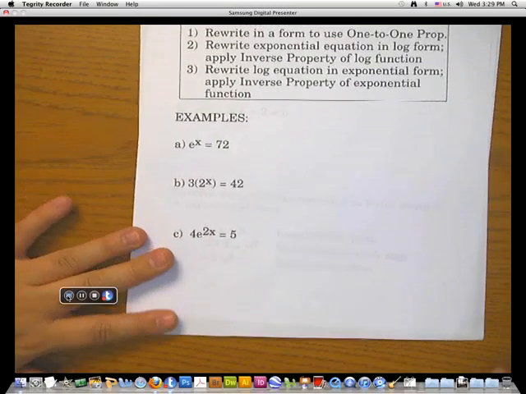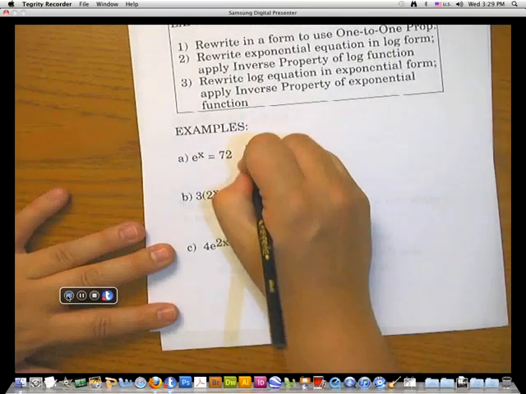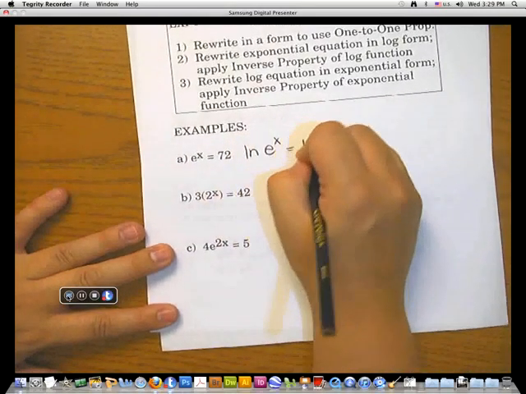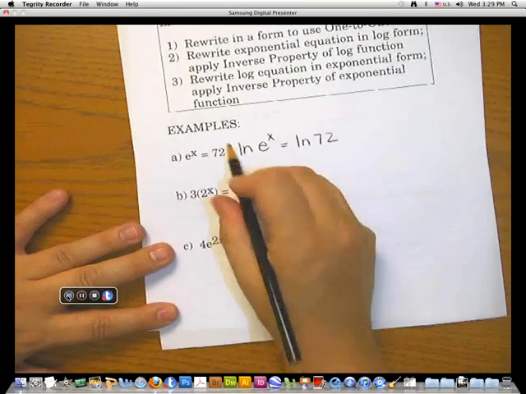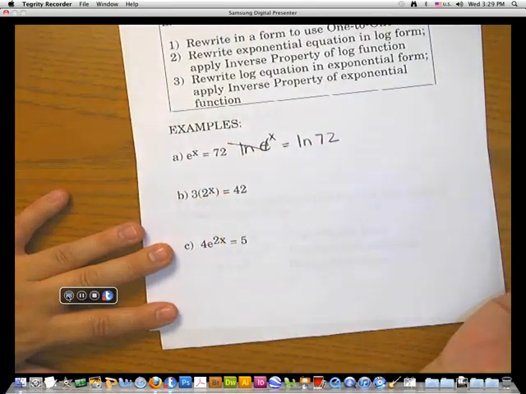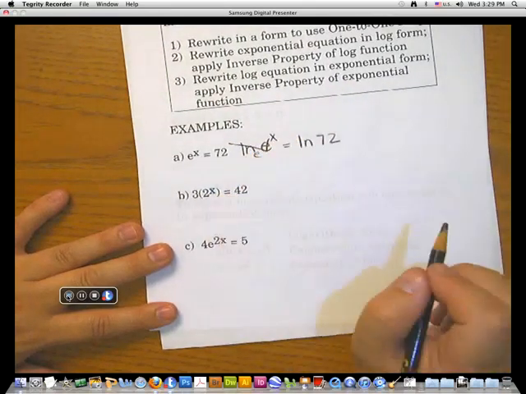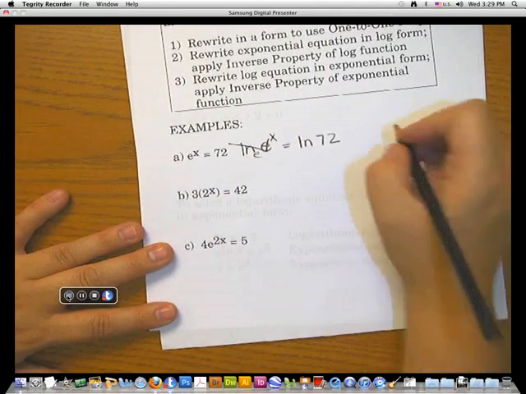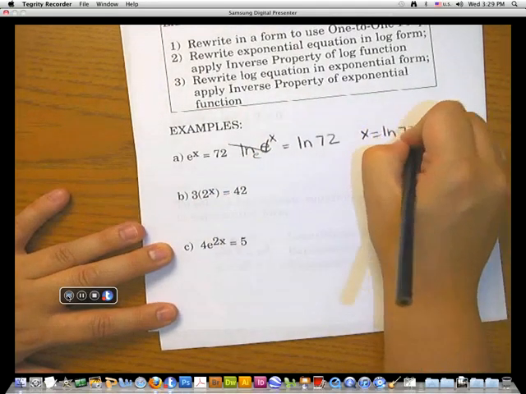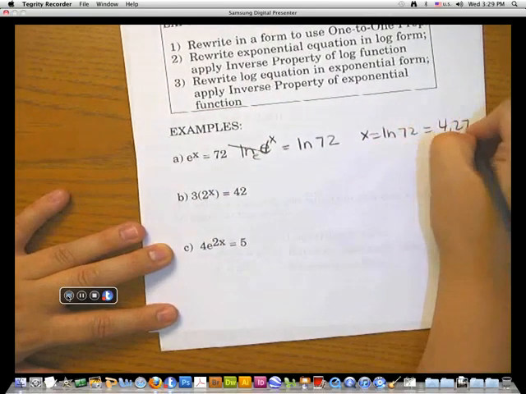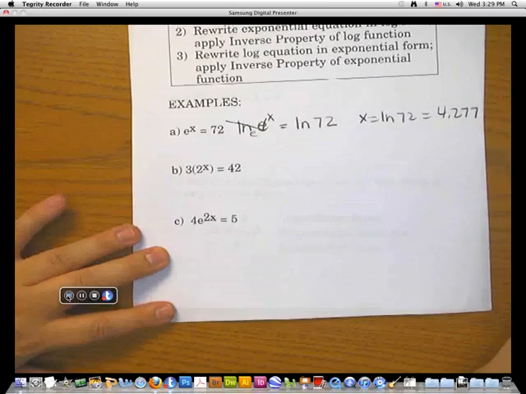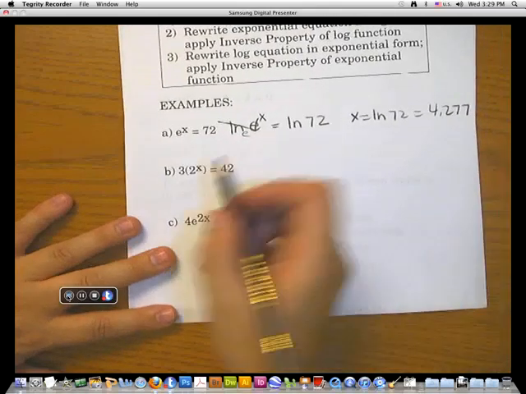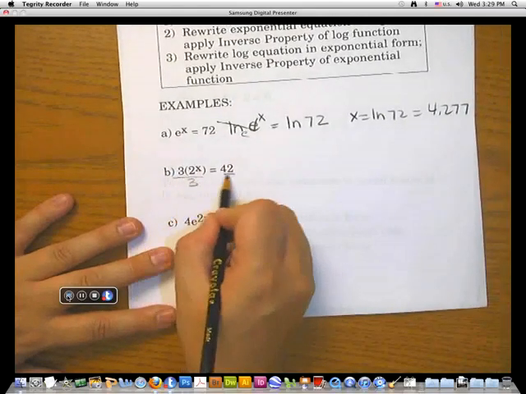So if I have e to the x is 72, I can take the natural log of both sides. So that's going to cancel out because the base and the base are the same. So x is the natural log of 72, which you can use your calculator for, to 3 decimal places. In order to get to the x, I first have to divide.